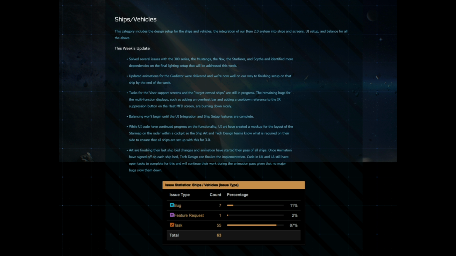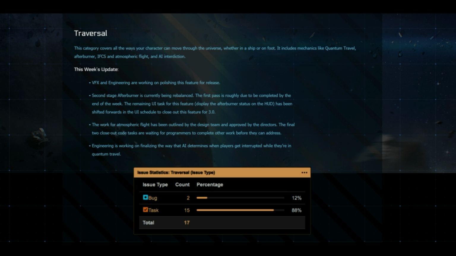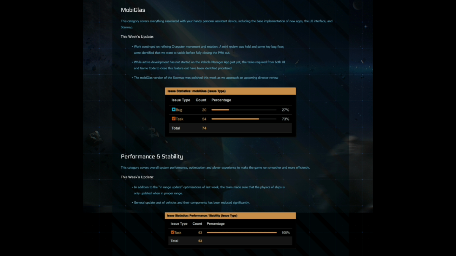Now, next slide's going to be showing us traversal. So this is pretty much moving around. Two bugs on that, so there's not much left to be done. I could imagine traversal would also include that Nox bug. If you're not aware, the Nox has had a bit of issues. A lot of issues. I don't know how we're going to say that one. In regards to the way it traverses across ground with its physics mesh. So if you saw the CitizenCon 3.0, you would have seen what happened where it just went super high in the air and came back down.